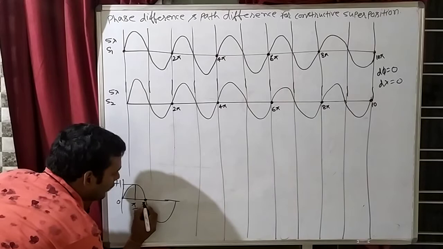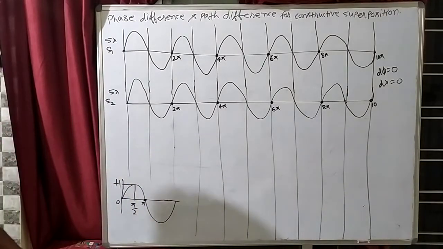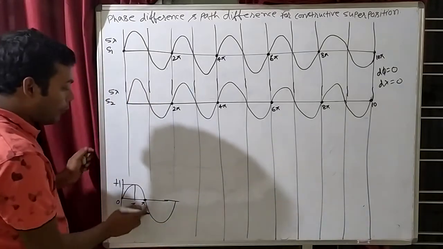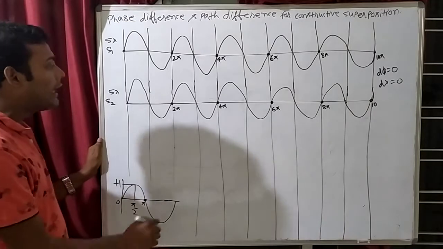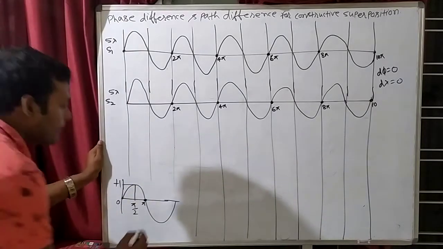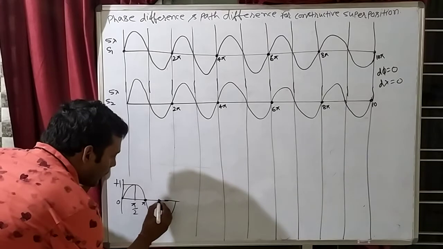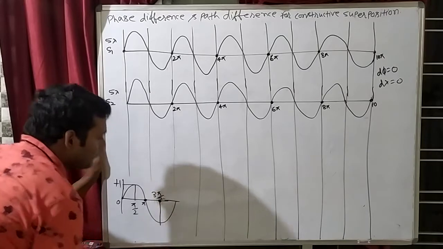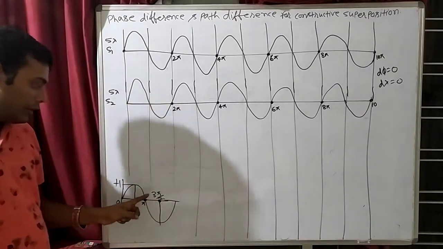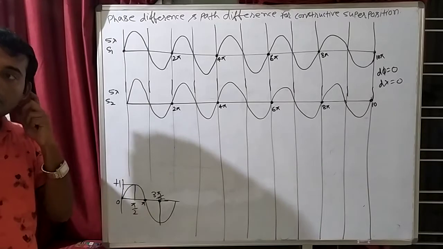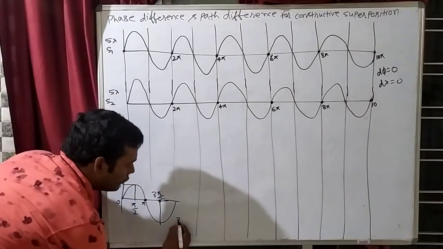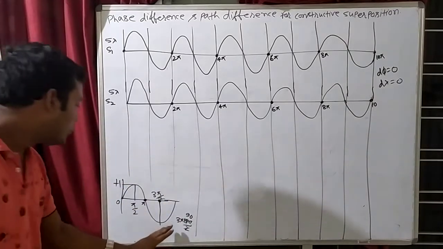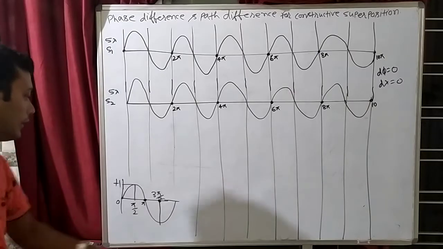0 plus pi by 2 is pi by 2, and pi by 2 plus pi by 2 will become pi. So sin pi, what is the value? Sin pi means sin 180, which is 0. Pi plus pi by 2, we added pi by 2 to pi, so this will be 3 pi by 2. 3 pi by 2 means 3 into 180 by 2, so this will become 270. Sin 270 value is minus 1.